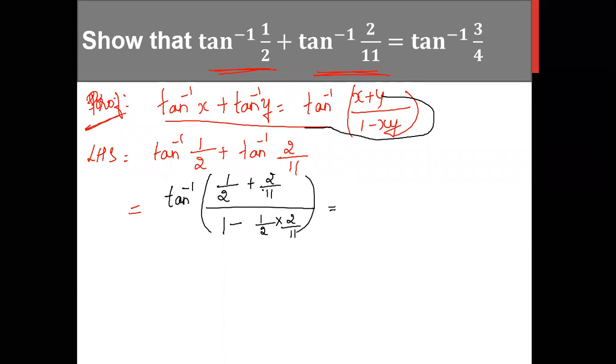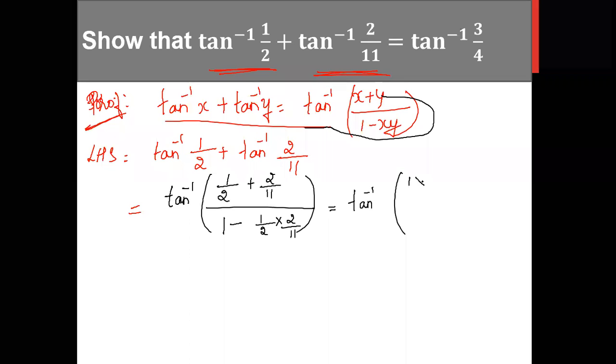Solve the fractions. So it is tan inverse of... here you can see in the numerator we have two fractions with different denominators. So first we have to make it a common denominator and then we have to proceed. How to make it a common denominator? Cross multiply the opposite denominator.